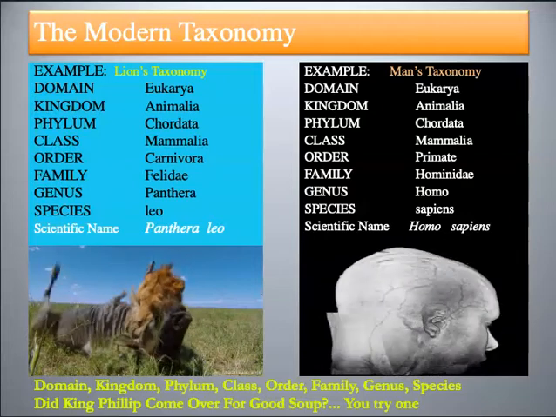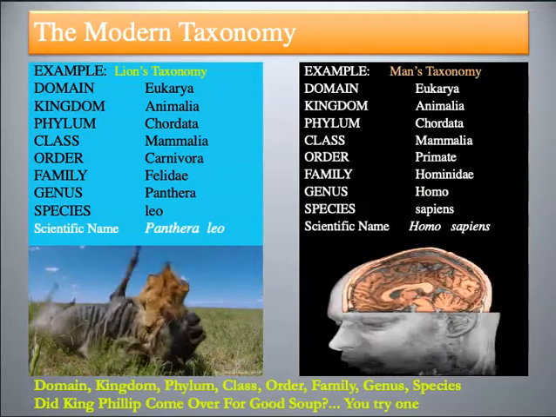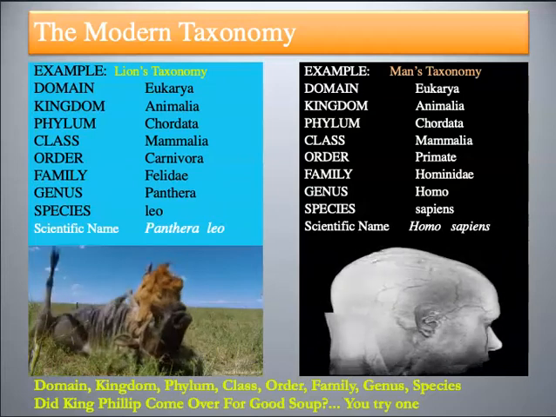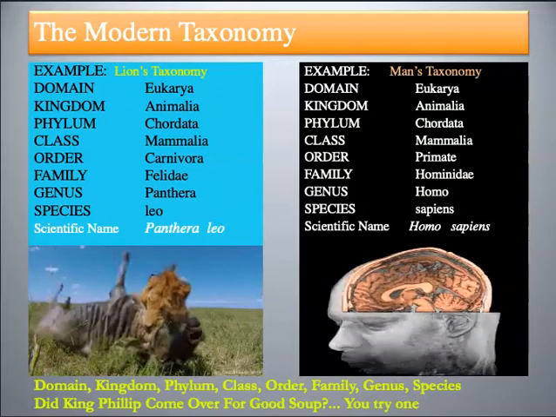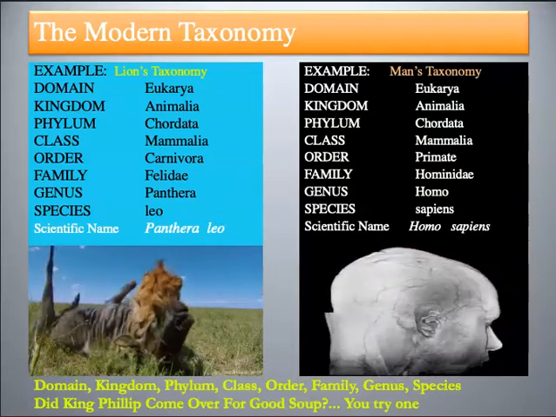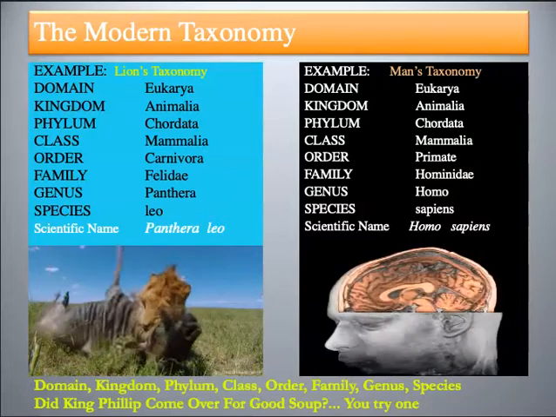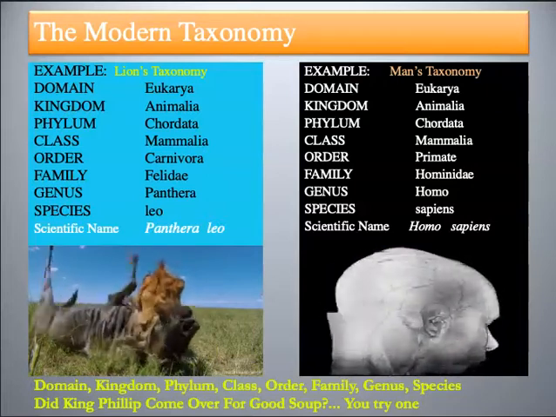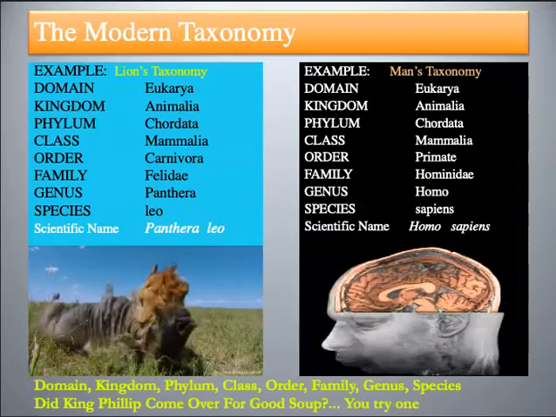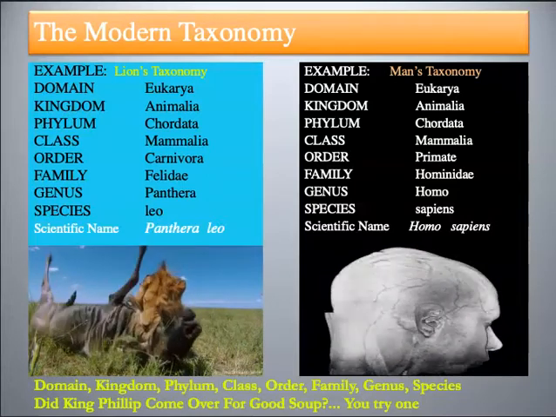So there are some examples of the modern taxonomy, and we can come up with a mnemonic device to memorize these 8 levels. The mnemonic is: Did King Philip come over for good soup? Right? Did King Philip come over for good soup? And of course, this refers to domain, kingdom, phylum, class, order, family, genus, species. And of course, it's up to you to commit that to memory.